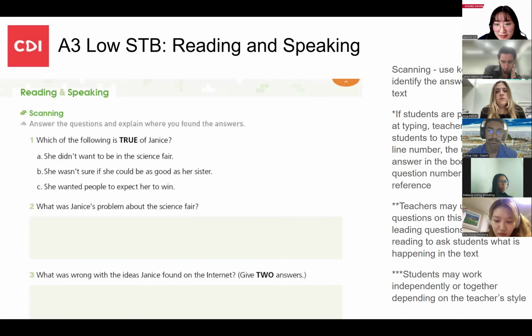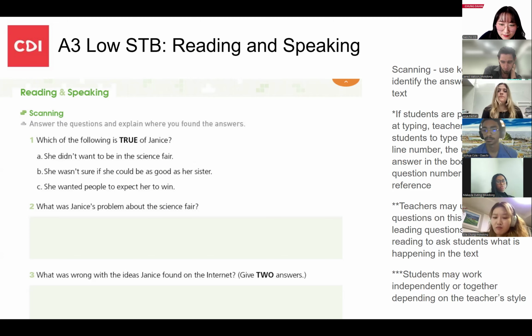Okay, moving on to the reading and speaking page. The first activity here is called scanning. These are the reading comprehension questions. So you should help the students find some keywords to help identify the answers from the text. Hopefully they've already marked them with their annotations.